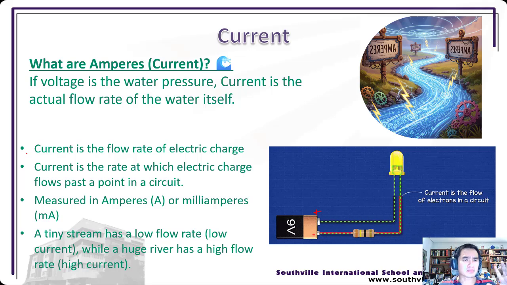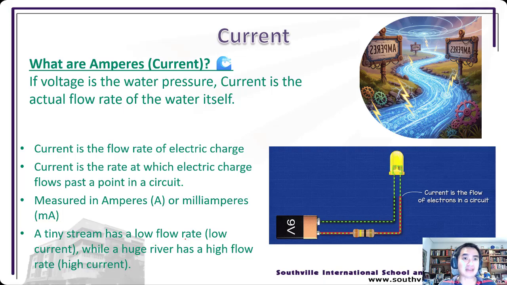So what is current? Current is the flow rate of the electrical charge. It is the rate at which electrical charge flows past a point in a circuit. We measure current in amperes or sometimes milliamperes. Amperes for big things. Milliamperes is really for the circuits we're going to be using. And think of it this way. A tiny stream has a very low flow rate. It flows slowly, while a fast river has a high flow rate, high current. So while volts is pressure, current is how fast it's moving.